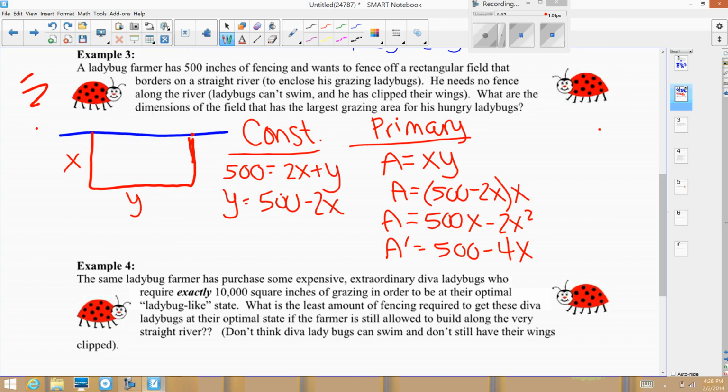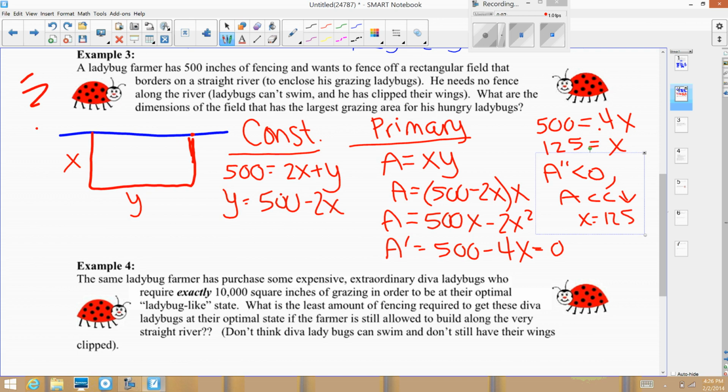All right, optimize that. So we get 500 equals 4x. Okay, so 125 equals x. And again, since this is linear, I'm going to just look at the second derivative here, which is going to be negative. So a is concave down, which means that x equals 125 is a relative max.